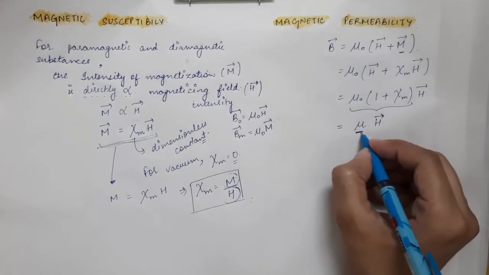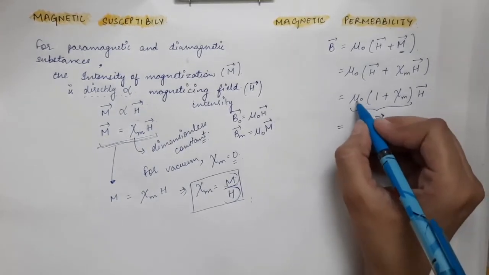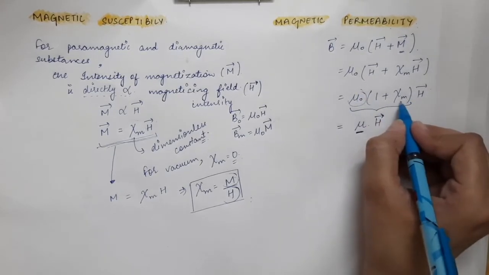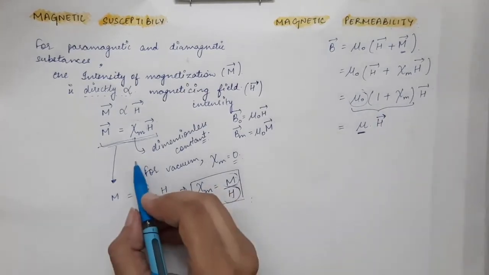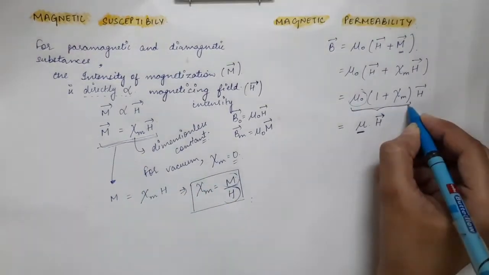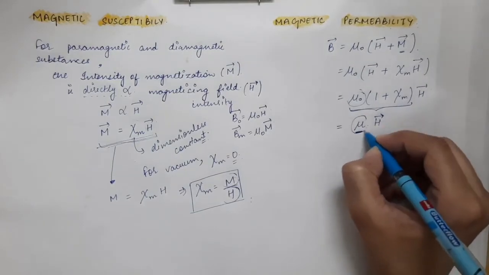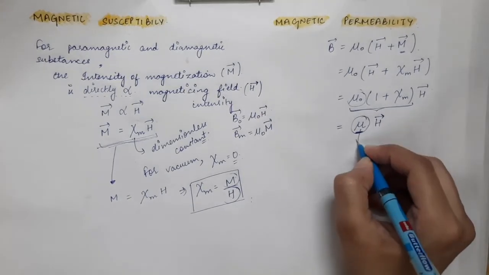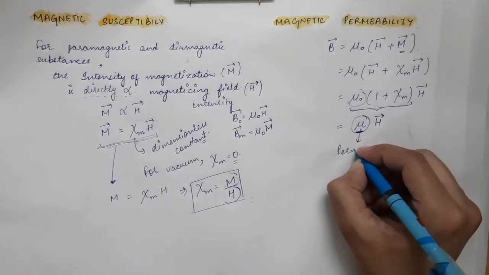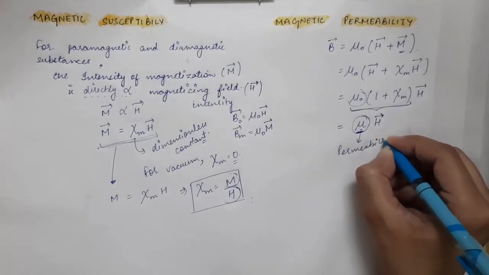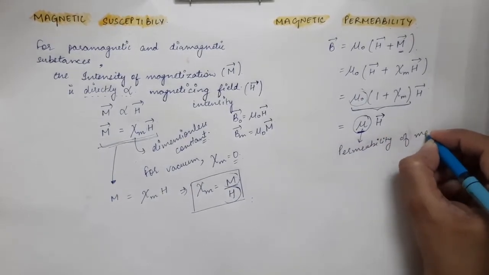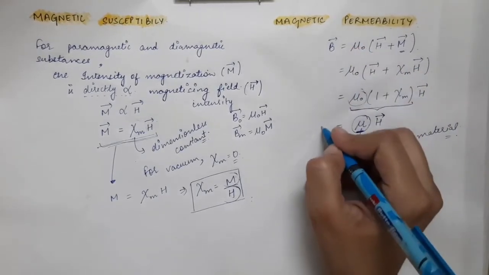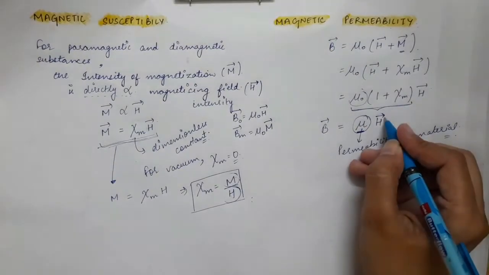So this mu is a constant. As you can see, mu is equal to mu naught times 1 plus chi M. Now mu naught is constant, this is the permeability of vacuum, and chi M is also a constant as we have seen. So this whole quantity is constant. So mu is constant and this is termed as the permeability of the material. So in vector form, B vector has come out to be mu times H vector.